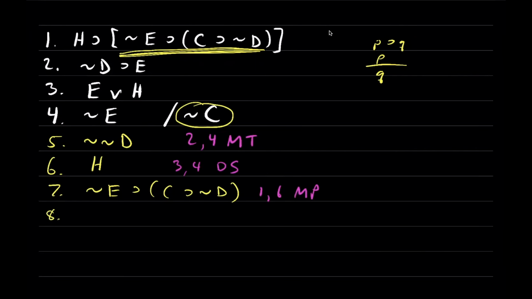Okay, line 8. The next thing I notice is that 7 is a conditional. If not E, then C implies not D. If not E, then that expression inside parentheses. And we have not E on line 4. And so by Modus Ponens, we can get that C implies not D. And that's going to follow now from line 4 and line 7 by Modus Ponens.